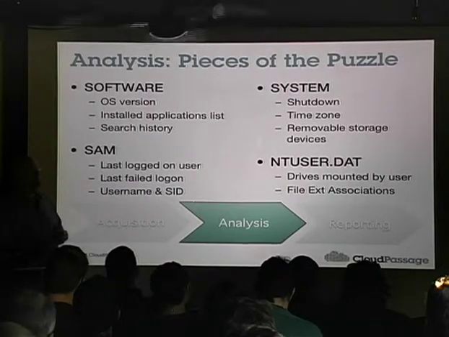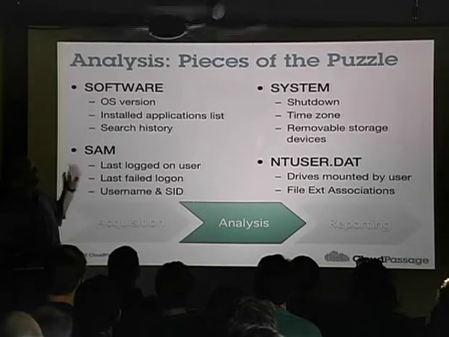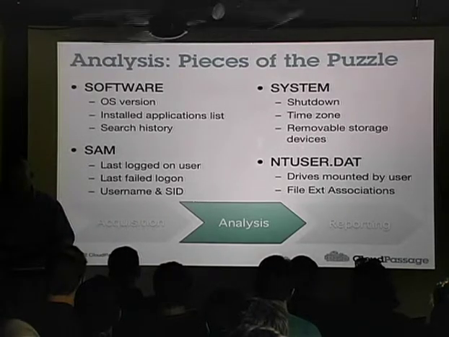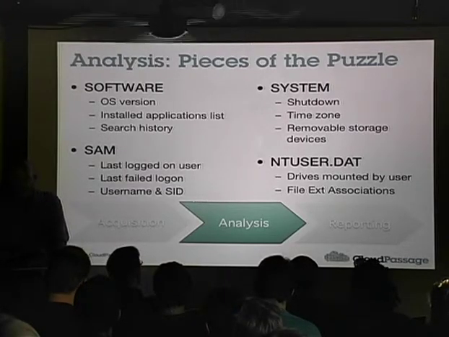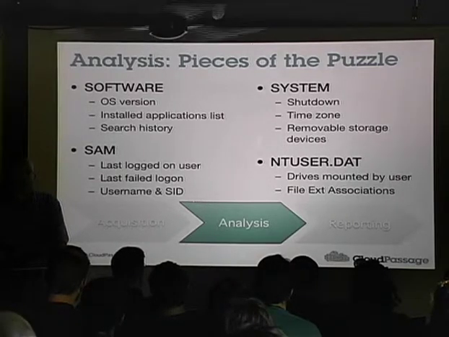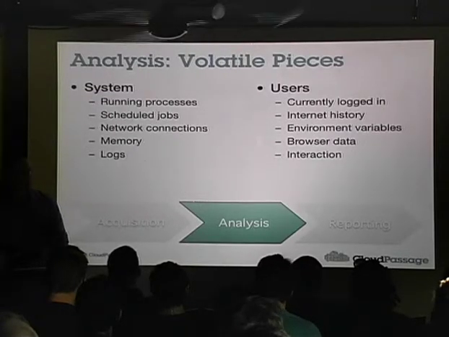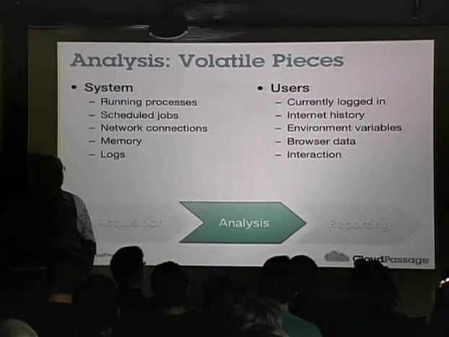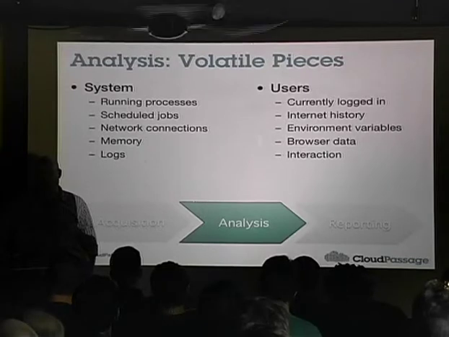Once we have all this information, we start analyzing it. So this, if you're not familiar with Windows, is some of the things that you can look at for Windows forensics. OS version may or may not be helpful. Shutdown time, time zones, what drives were mounted by the user, who was the last user that logged in. These are all things that can help you build a timeline to actually see what happened forensically on the system. We also have the volatile pieces. So your system information, your memory, your network connections, what's running, what's not running, users that are currently logged in, the internet history. These are all things that help you build that timeline and actually point to what's going on.